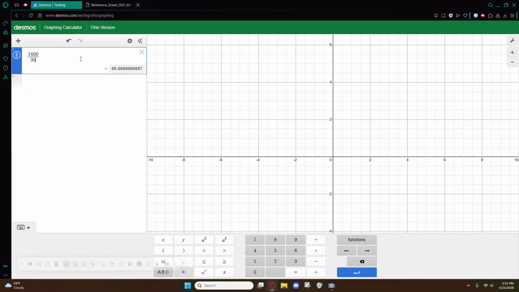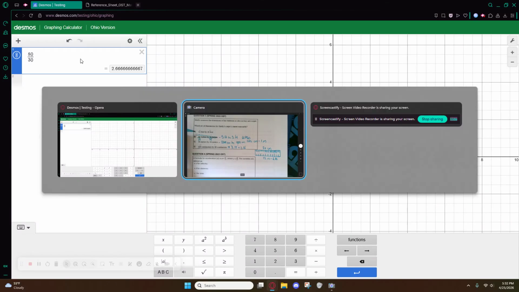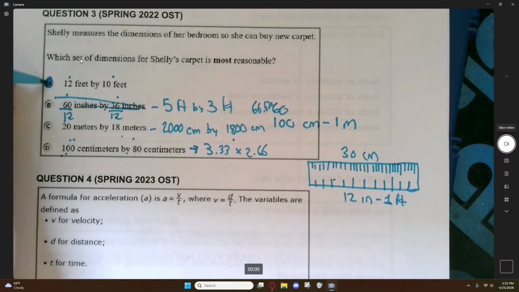100 centimeters by 80 centimeters. Well, we just talked about the conversion of centimeters to inches. So 100 centimeters would be 3.33. 80 centimeters would be even less, 2.66. That's not conceivable for a bedroom. So 12 feet by 10 feet seems to make the most sense.